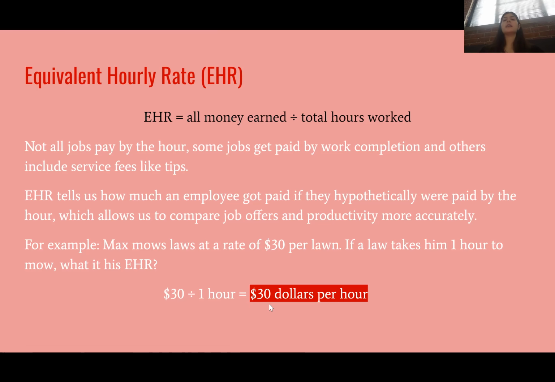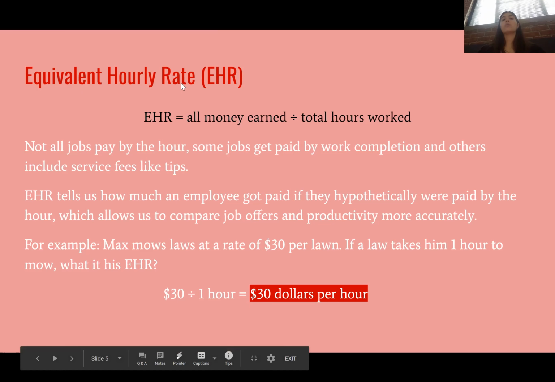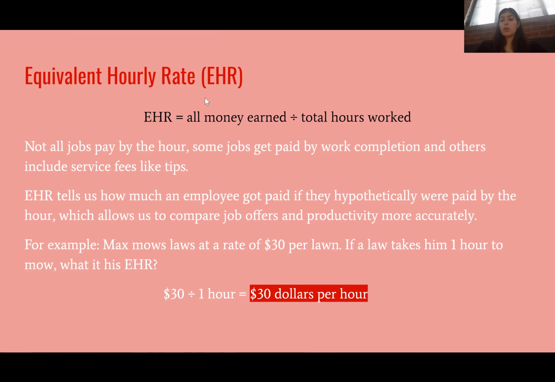All right, EHR is a rate. It is not how much they earned total. It is not the total income. You have to take the total income and divide it by the time because that will tell us the rate, right? That's where the R comes from, equivalent hourly rate. What would have been their hourly rate? What would their hourly rate have been equal to if they worked by the hour? That's what that tells us.